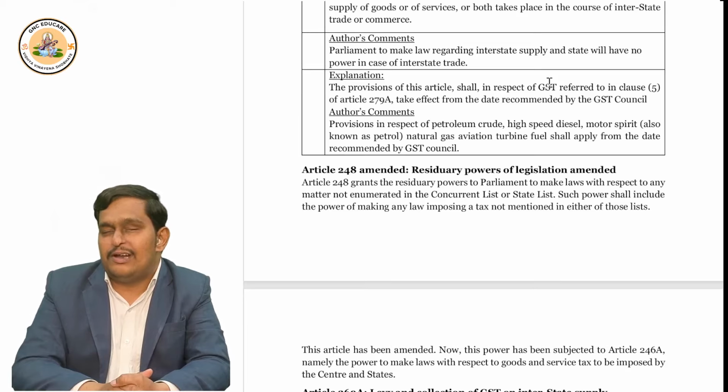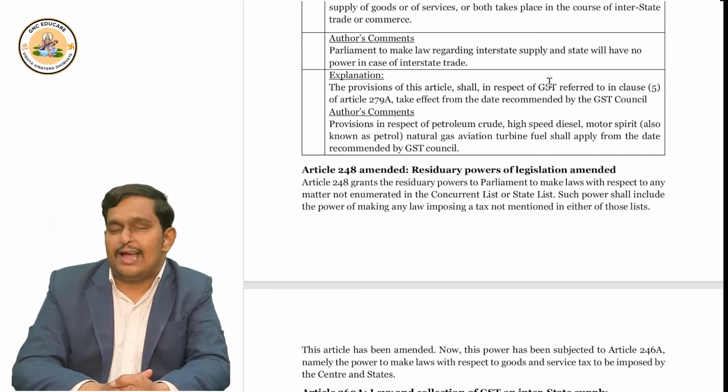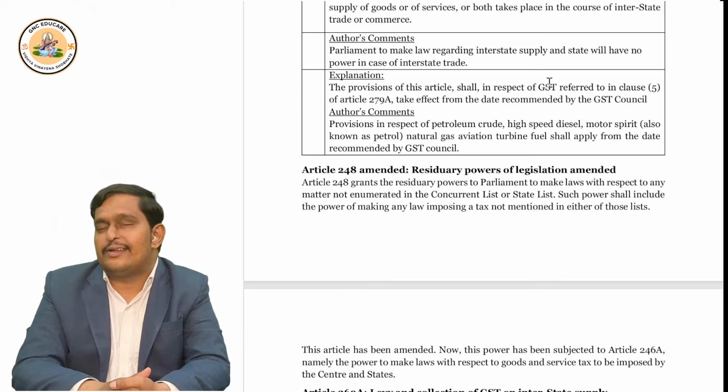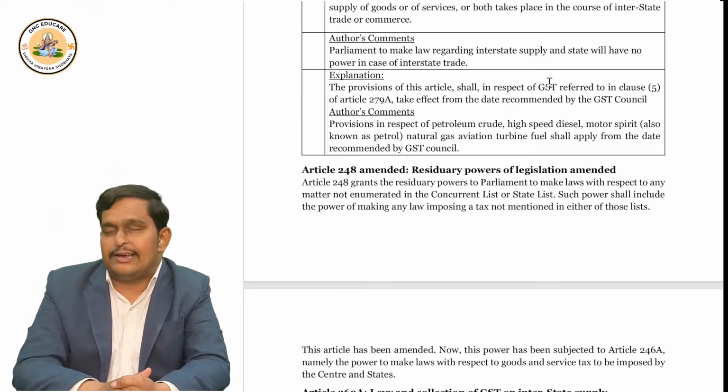What is the GST called? If it is from one state to another, we call it as IGST. What is IGST? Integrated Goods and Services Tax.